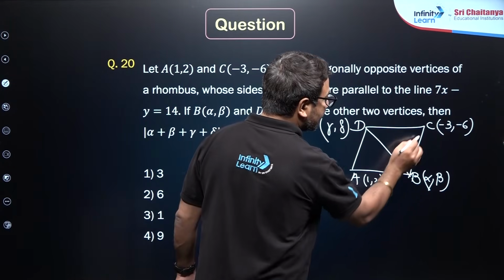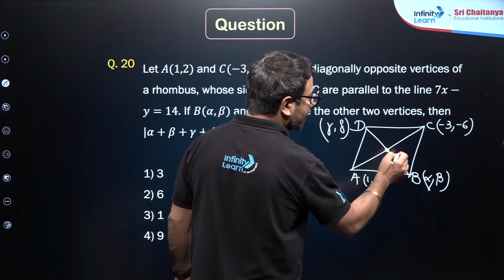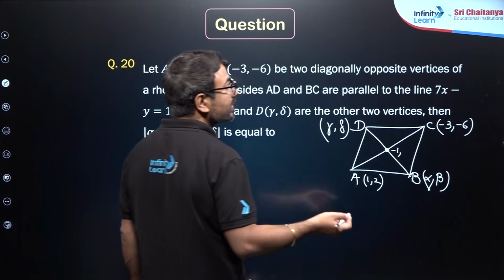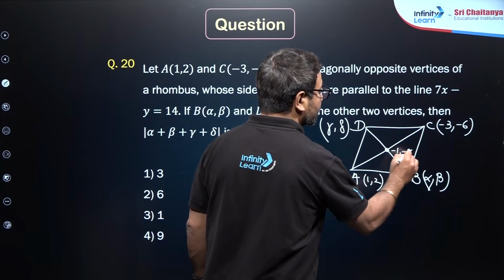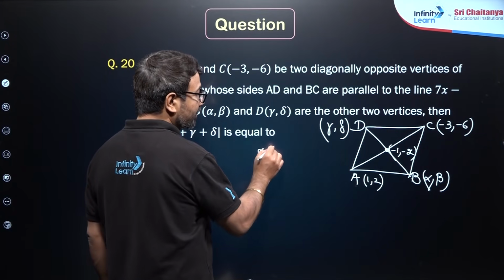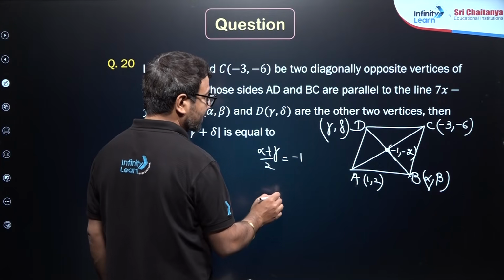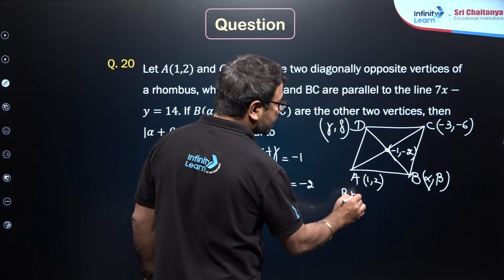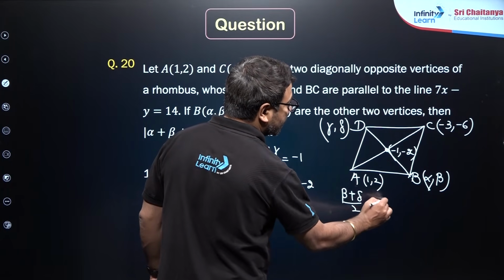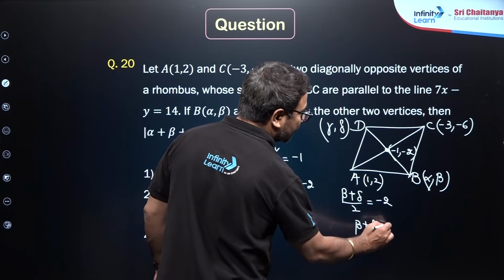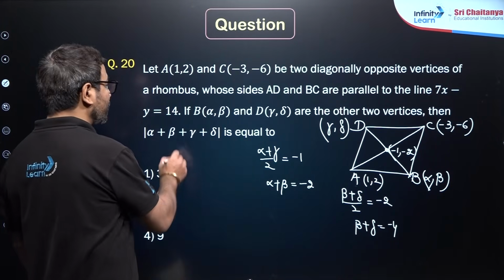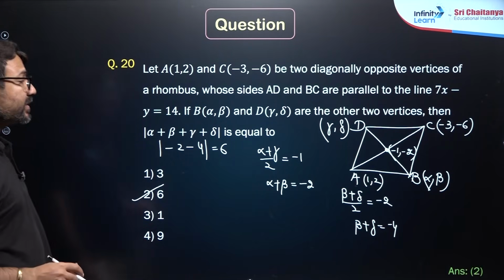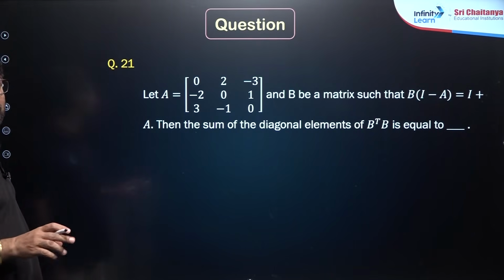So you know the diagonals bisect each other at a single point. 1 minus 3 upon 2, so that will become minus 2 upon 2, which is minus 1, and 3 minus 6 upon 2, so minus 4 upon 2, which is minus 2. So you will be able to see that alpha plus gamma upon 2 will be equal to minus 1. So alpha plus gamma will be minus 2. In the same way, beta plus delta upon 2 will be minus 2. So beta plus delta value will be equal to minus 4. Now they ask you to add minus 2 and minus 4. So the result will be minus 6. 6 is there in the second option, that is why 6 will be the final answer.